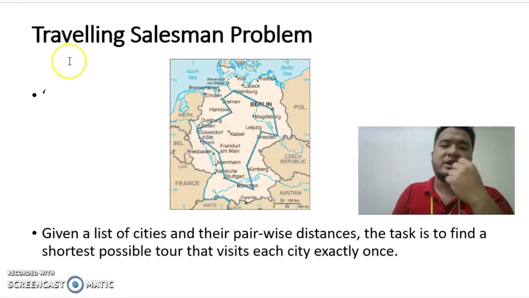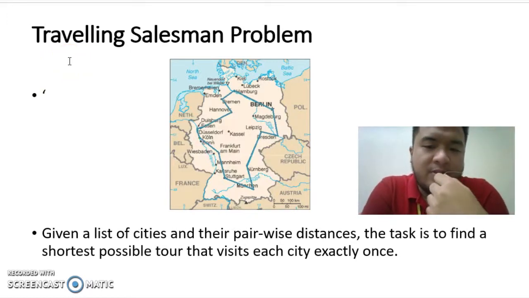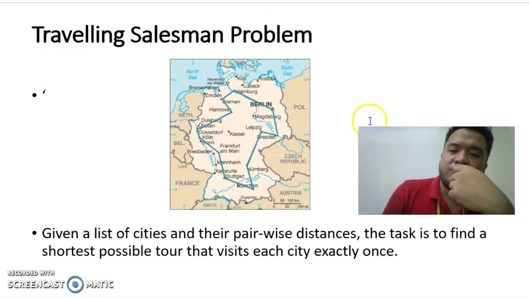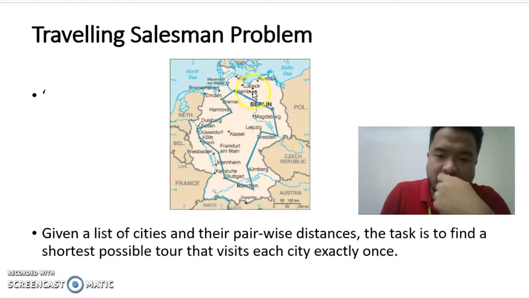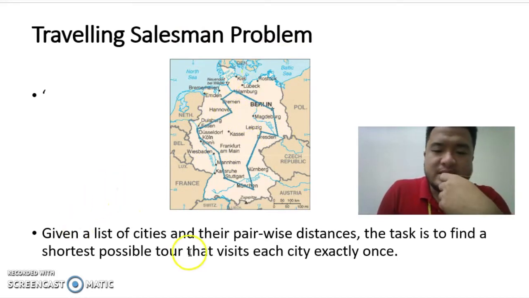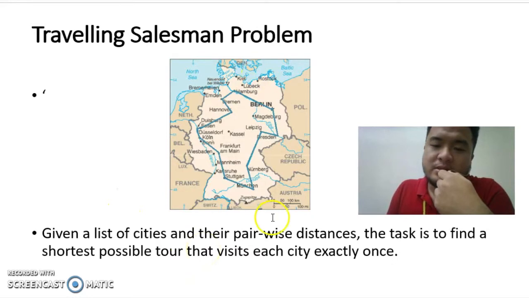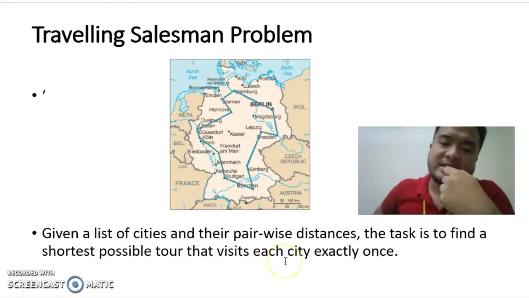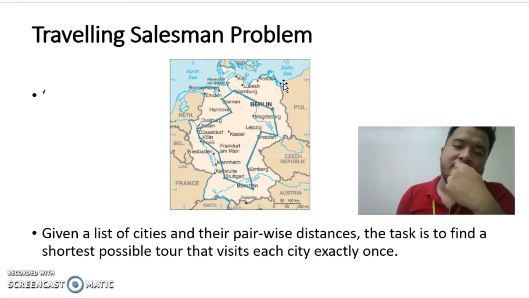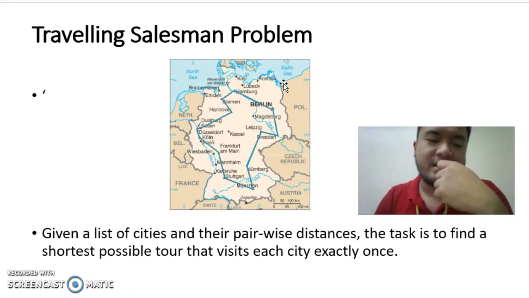So next is the traveling salesman problem. This is an example of a map, which is from Berlin. Given a list of cities and their pairwise distances, the task is to find the shortest possible tour that visits each city exactly once. So in Tagalog, it looks for the shortest road to visit each city only once.